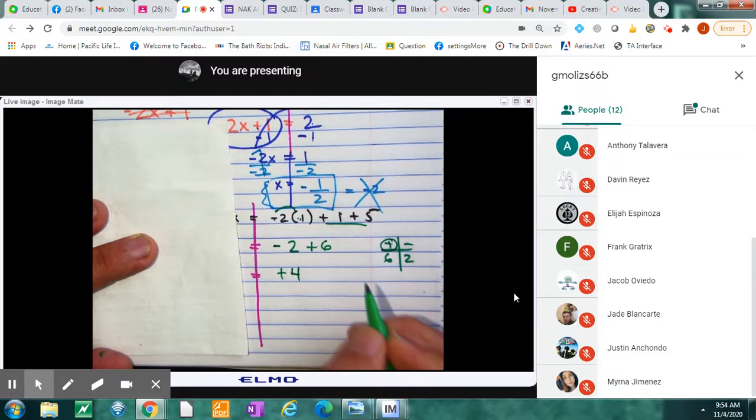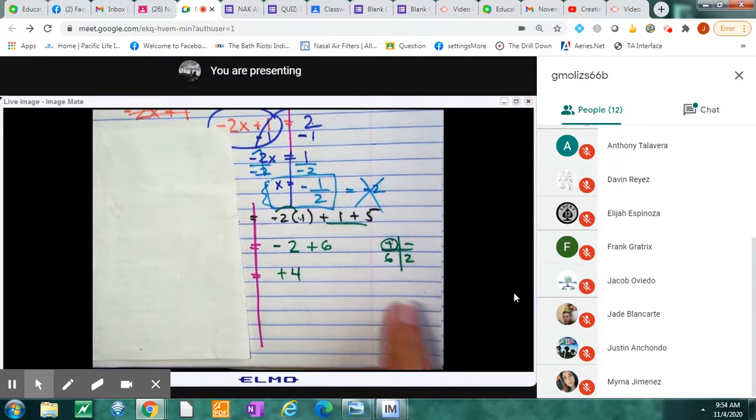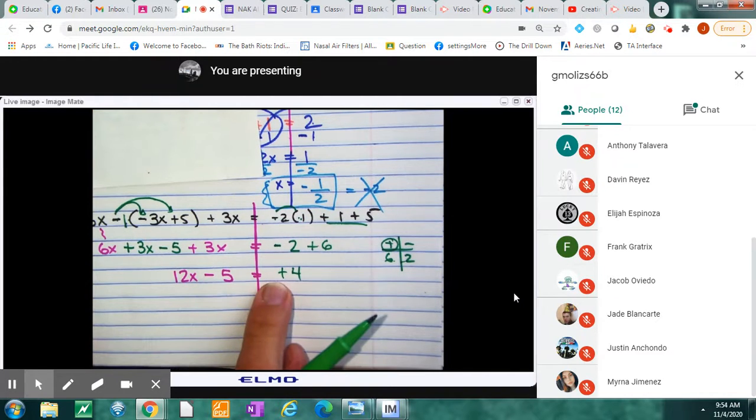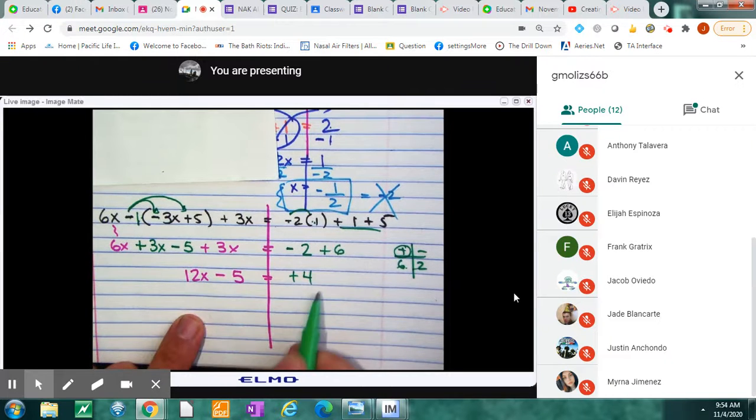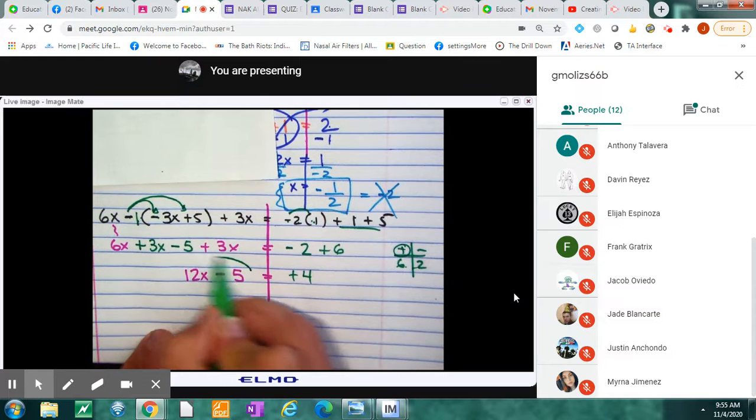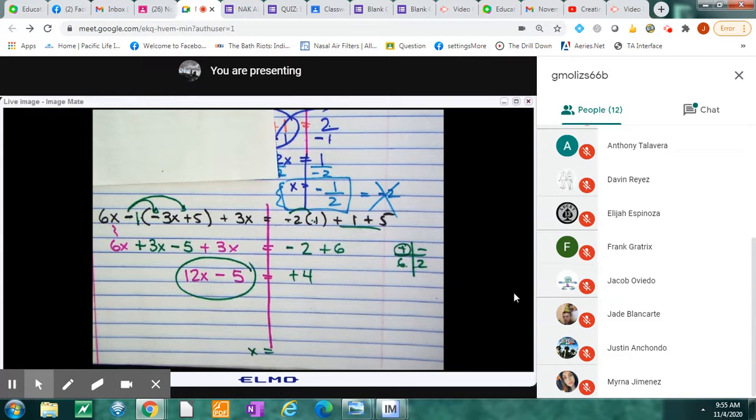Plus 4. Right, Amber? Remember, we subtract, because there's some here, some here. So you want to see how many more. All right. So now we're left with this. Now we have to do the two-step. All right. So where's my x? It's over here. So my answer is going to be x equals. So let's circle this, and this is where all the action happens.